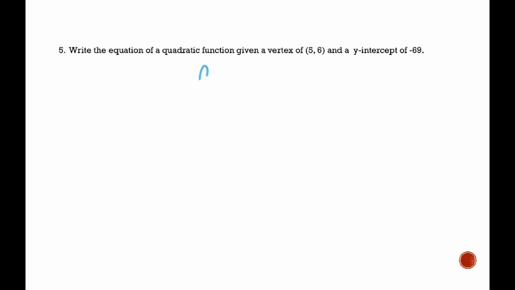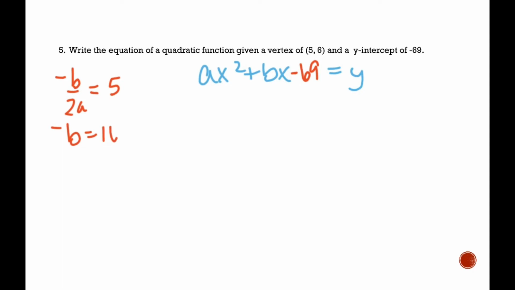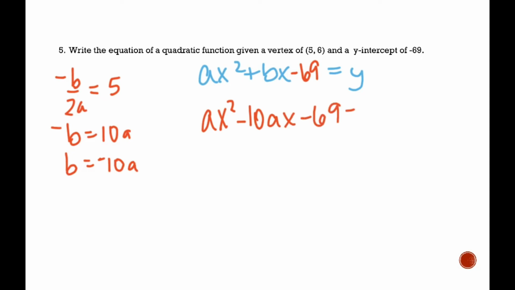Okay, so you should start with ax squared plus bx plus c equals y, and then you're going to replace your c with your y-intercept, which is -69. So we'll write minus 69. And then we're going to say -b over 2a is equal to 5. So -b is equal to 10a, and so b is equal to -10a. We're going to put that up here in place of b.